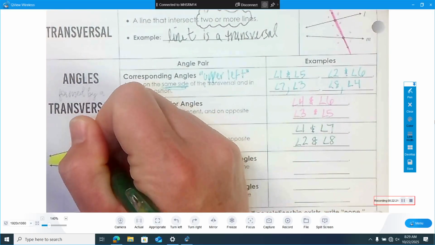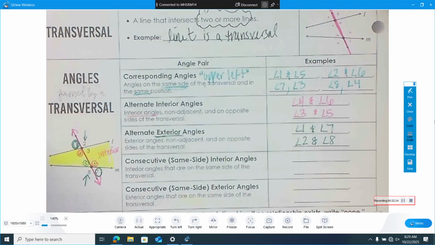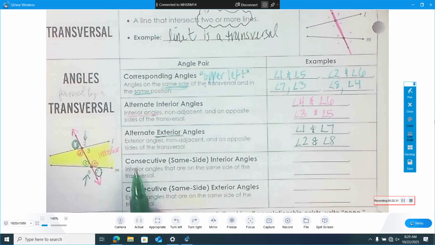So here we are, alternate exterior. There's angle 2 and angle 8. They're on alternate sides, and they're outside the two lines we're intersecting. Okay.